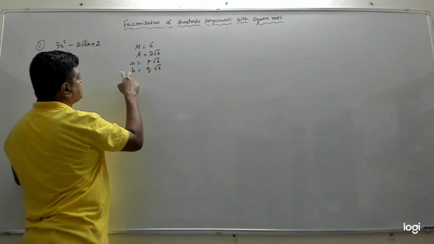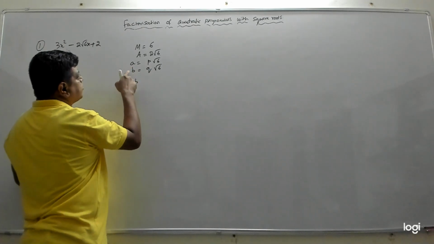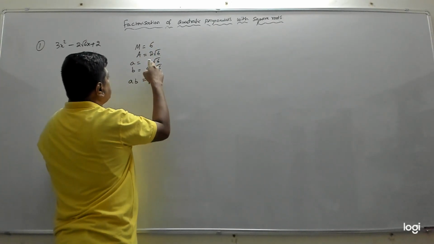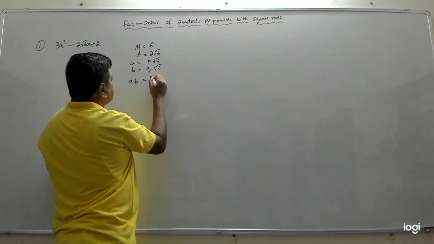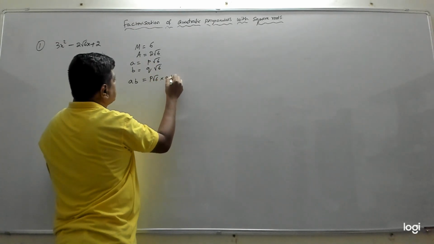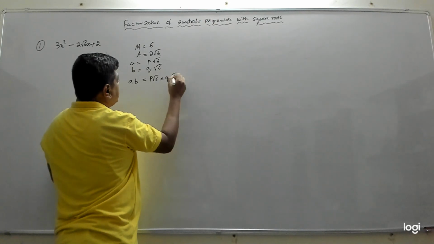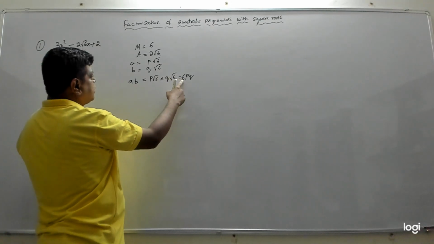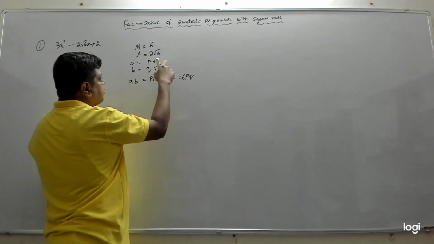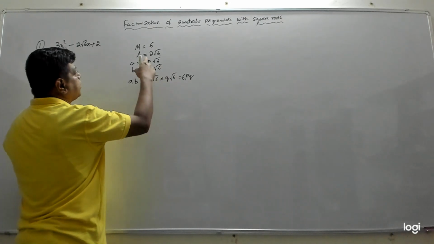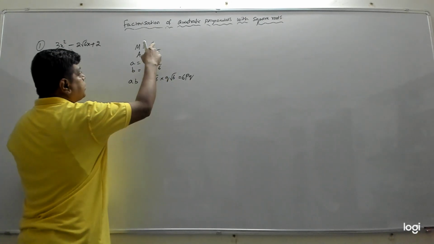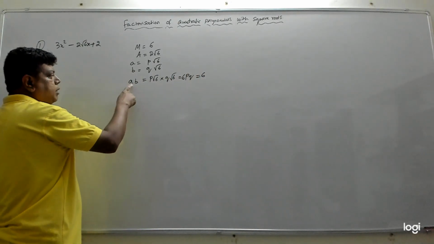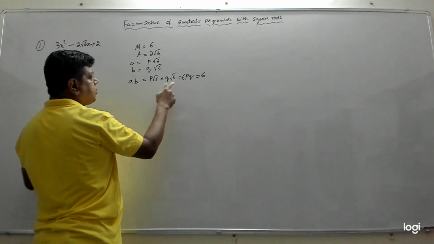Now when I multiply a and b, I should get 6. When I multiply these two, p root 6 into q root 6, will give me 6 pq, since root 6 into root 6 is 6. So when you multiply a into b, you will get 6 pq. But what we need is that when I multiply a and b, I should get 6, but we are getting 6 pq.